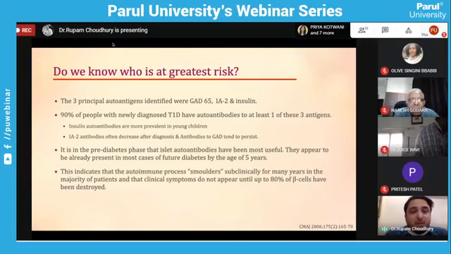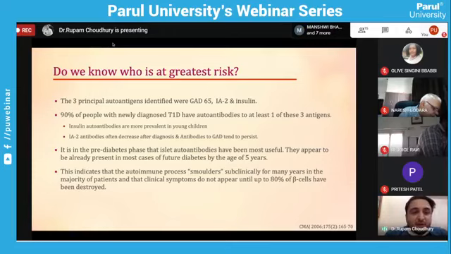The three principal autoantigens identified were GAD65, insulin autoantibody, and IA2. 90% of people with newly diagnosed type 1 diabetes have autoantibodies to at least one of these three antigens. So to diagnose type 1 diabetes, we need to do an autoantibody test when we go by the textbook. Amongst these, IA2, insulin antibody, and GAD are most commonly done in clinical setup.